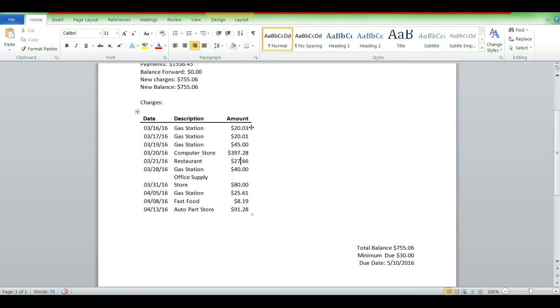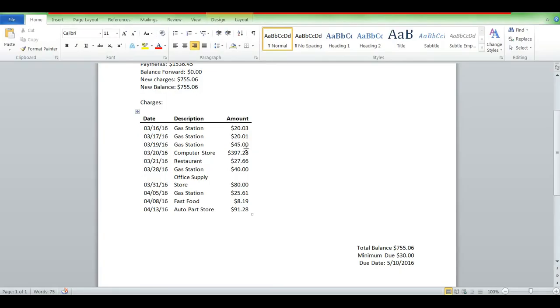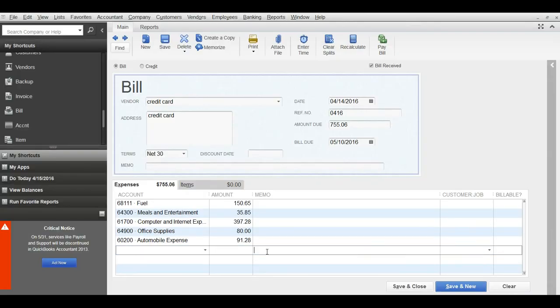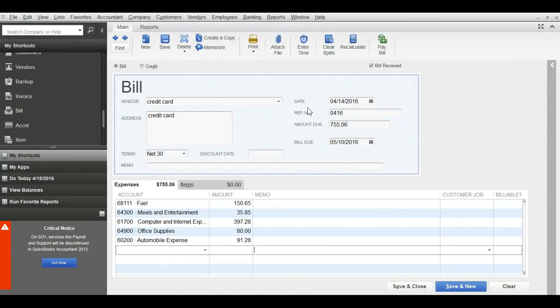I would have written the account expense number, for example, meals and entertainment, 64300. I would have written it next to all the meals and entertainment charges, right there. And I do the writing first. That way I can just go down and choose all of one type and group it in right here. Now you can see when you're done, you would have checked off or highlighted everything. When you're all done, the balance is $755.06, which I put up here, $755.06.